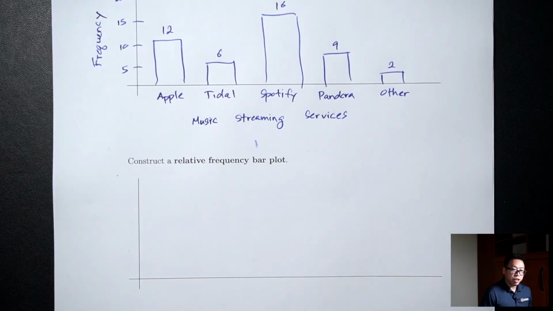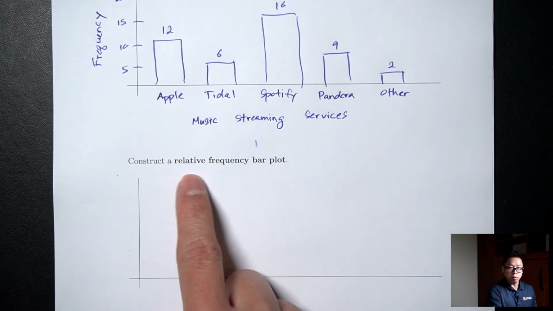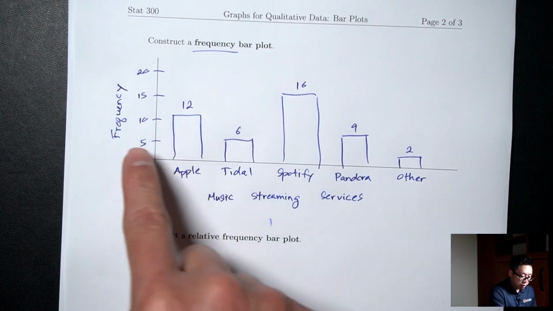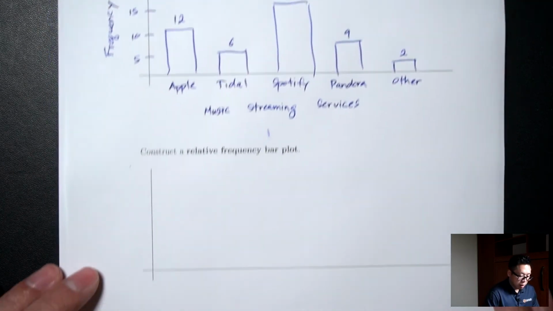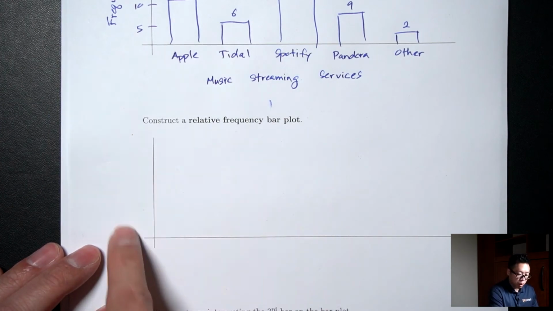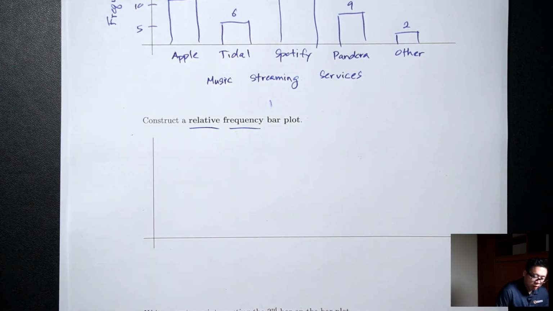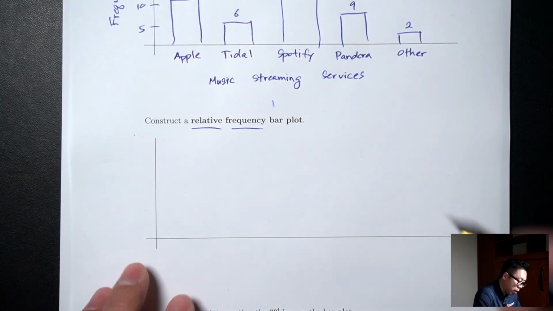The next variation of a bar plot is called a relative frequency bar plot. And it's basically exactly the same, except instead of frequency on the y-axis, we'll put relative frequency on the y-axis. Everything else is going to be the same.